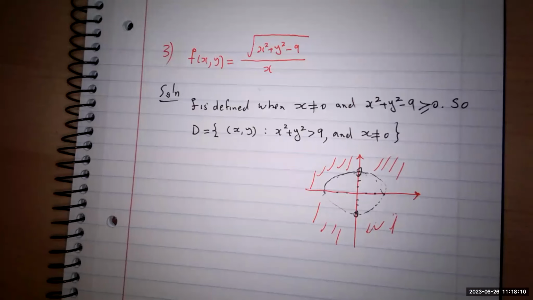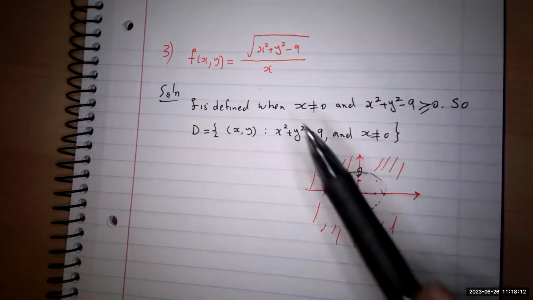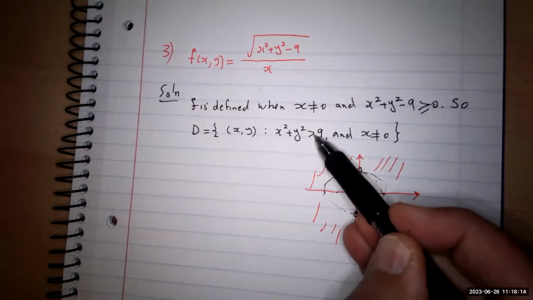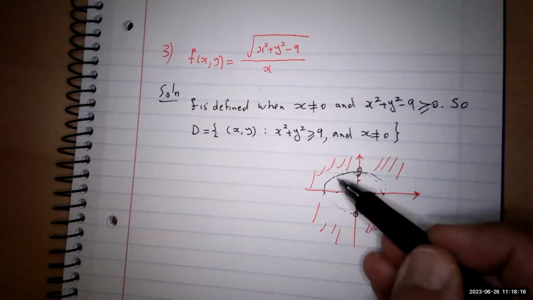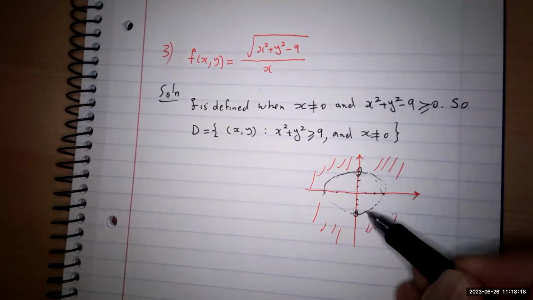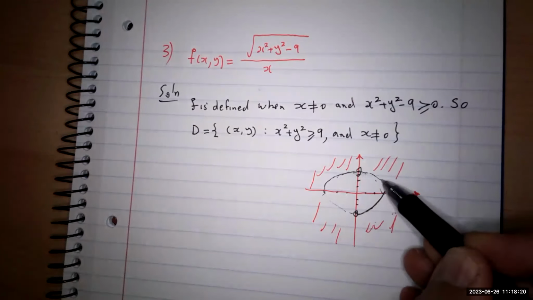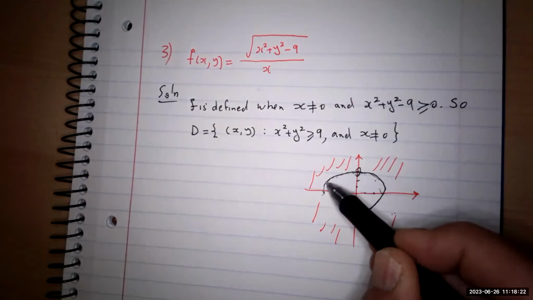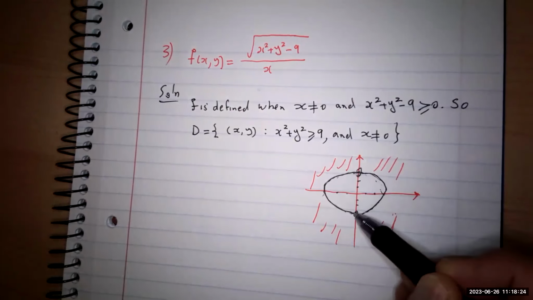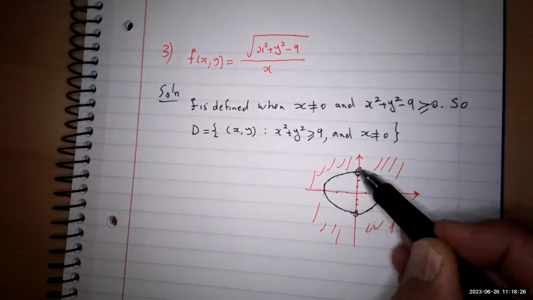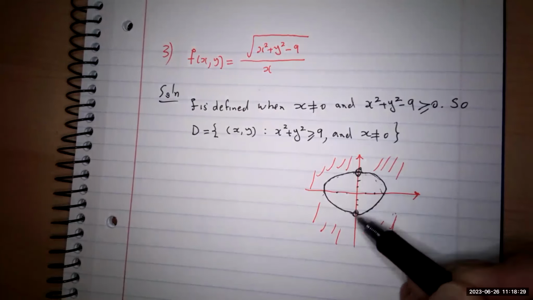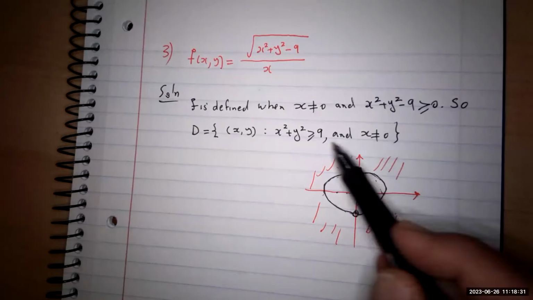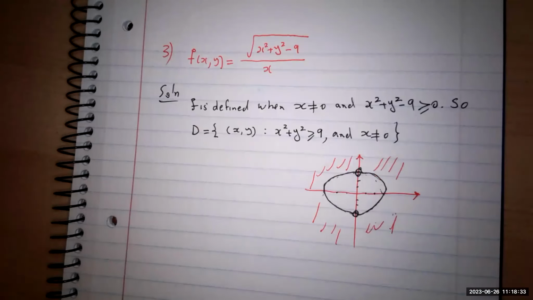Oh, yes, you are right. It's greater than or equal to, so I have to make this solid. It can be the points on the circle. And you have to take these two out because this is where you get x equal to 0, and x cannot be equal to 0.